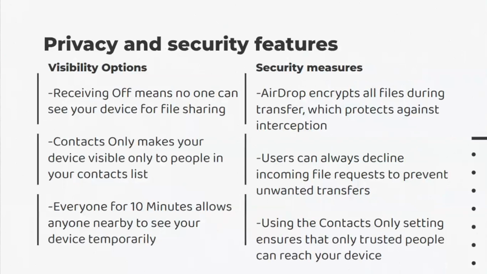Privacy and security features. Visibility options. Receiving off means no one can see your device for file sharing. Contacts only makes your phone visible only to people in your contacts list. Everyone for 10 minutes allows any nearby devices to see your device temporarily.